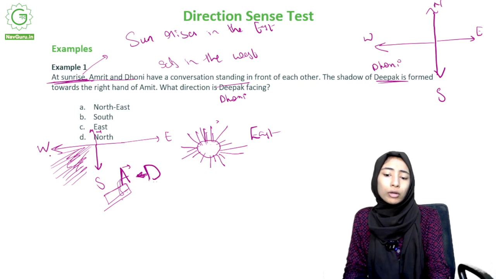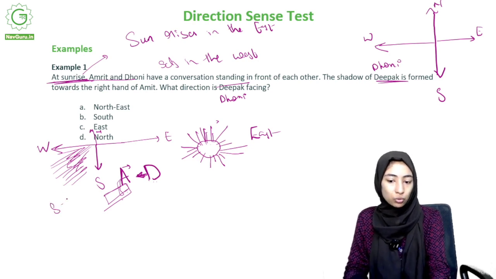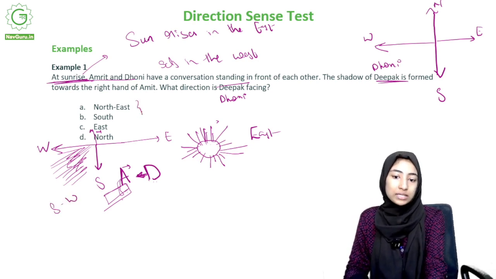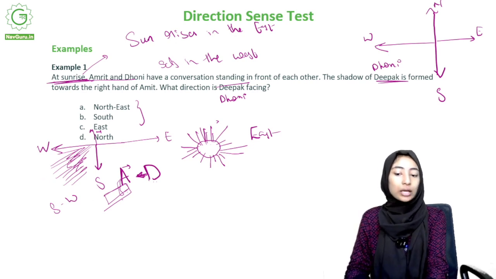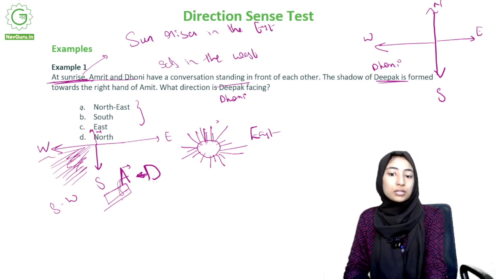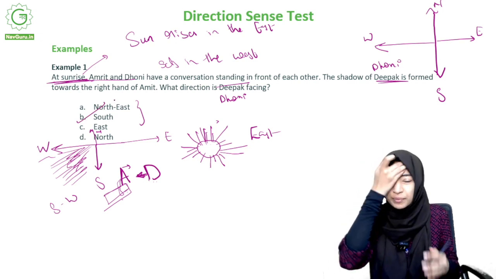Okay, now what is this? So this is ideally southwest, but you do not have southwest in the options. So then it is either west or south. Again, you don't have west in the options either, so you know that south is the answer. Okay, as simple as that.